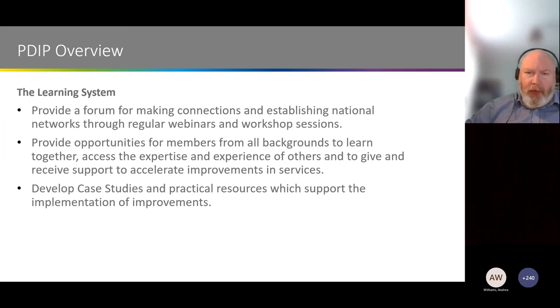The learning system will consist of a series of webinars, so information-giving sessions. I'm going to ask some questions after these slides just to gauge what's going to work best for you, because you're the people that we actually want to be attending and participating in the programme. It's all well and good specifying how we proceed, but if people don't have capacity to engage with what we're offering, then it won't work. So we want to sense check some of that with you.